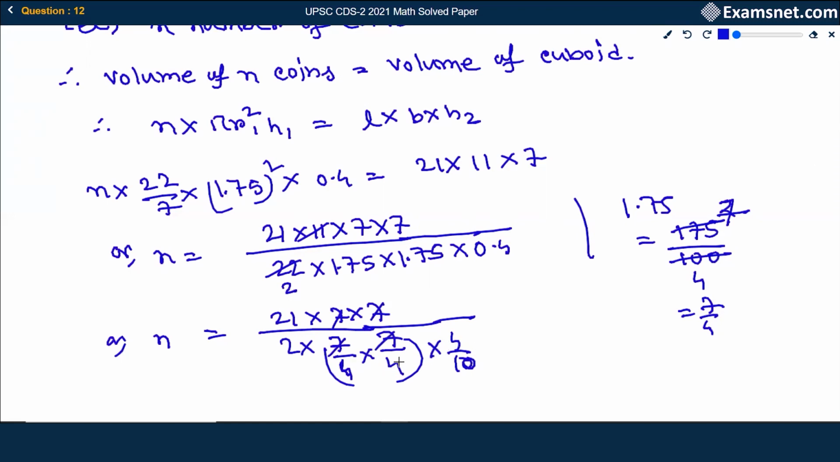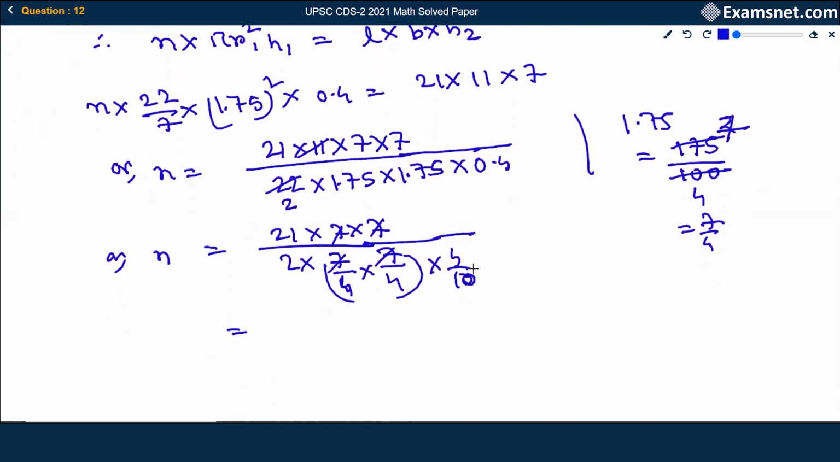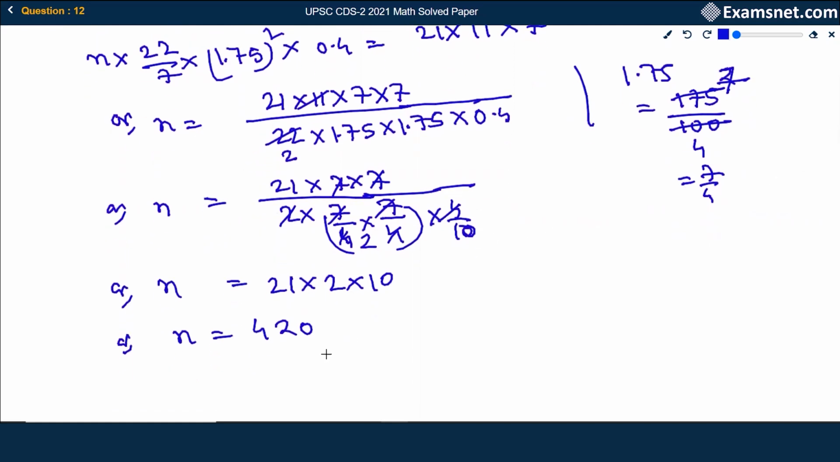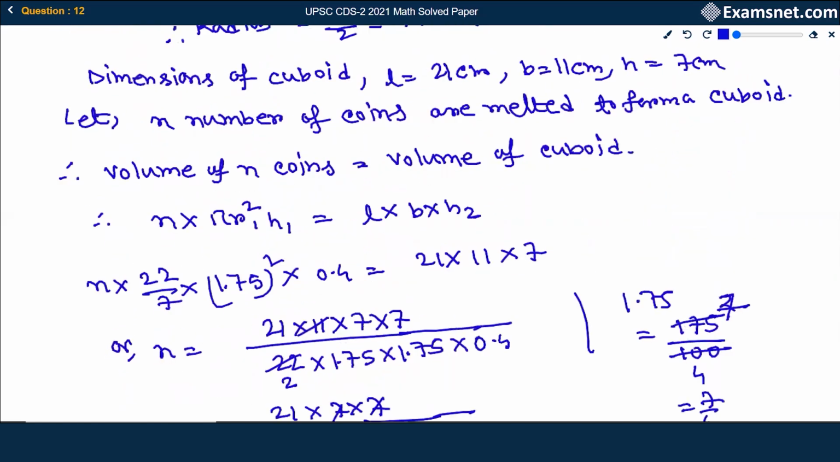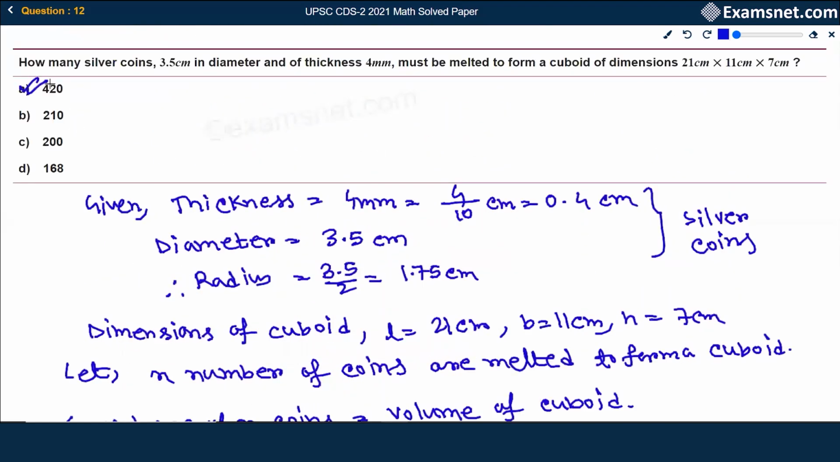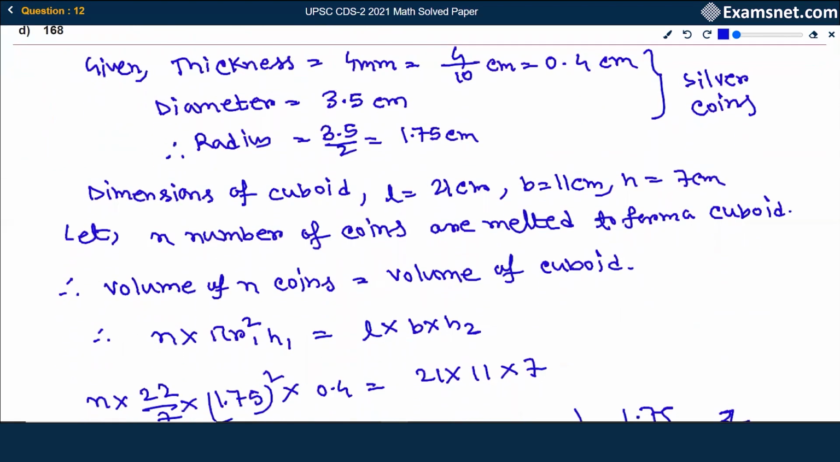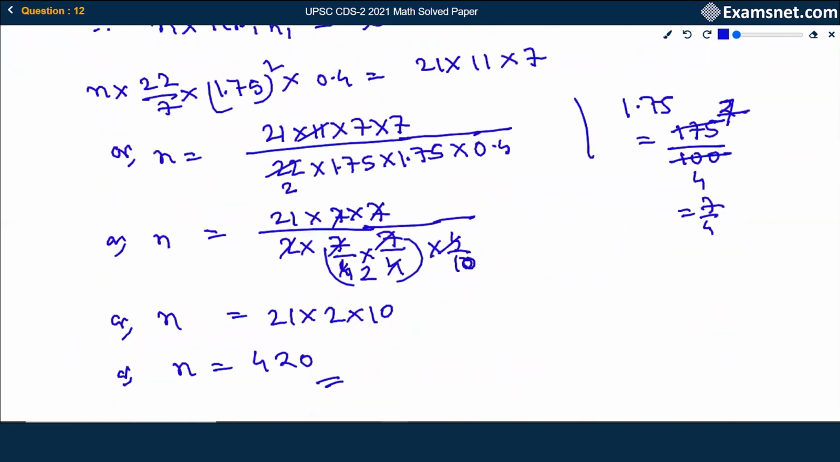Next, the 4s will get cancelled here. So it becomes 21, 2 and 10. That's how it becomes 420. Hence, 420 silver coins must be melted to form a cuboid. So now let's check. Yes, option A is the correct answer here: 420 coins must be melted to form a cuboid.